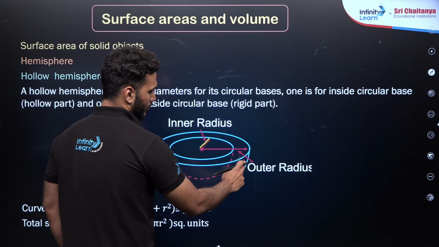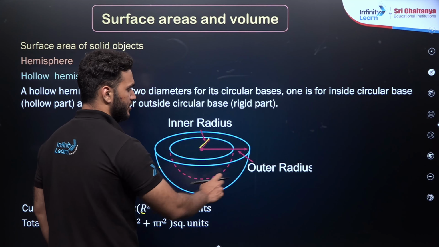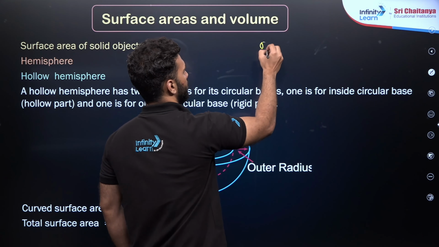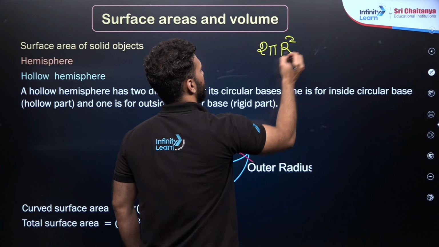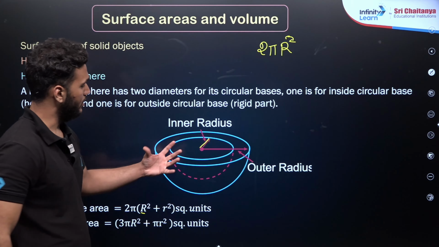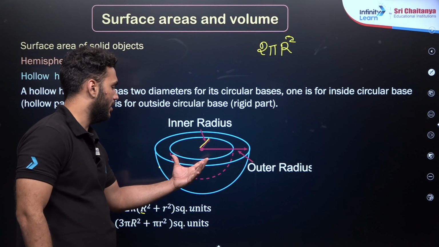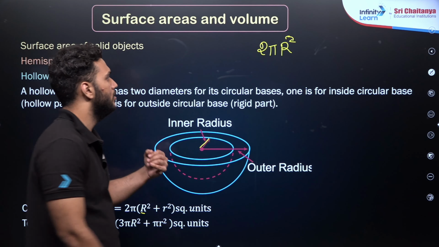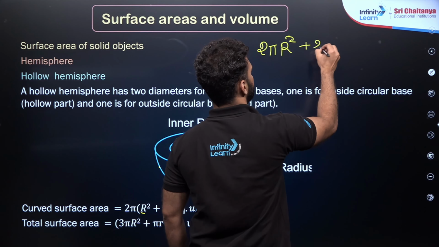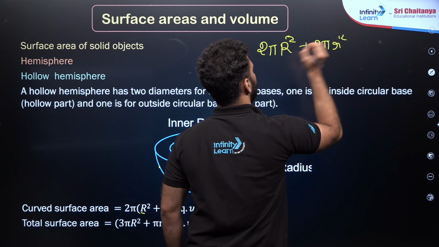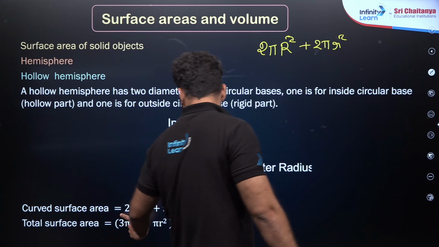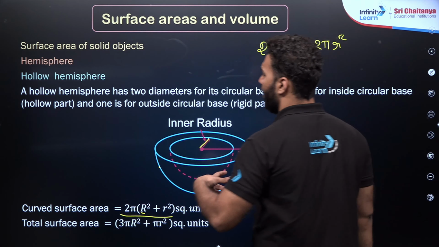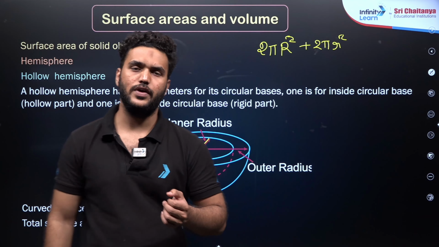What is the area for this outer hemisphere? That will be 2 pi R square. And what is the curved area of this inside hemisphere? 2 pi r square. Okay, add them, you will get this. This is the curved area, but now we have to find the total area. How to find the total area?